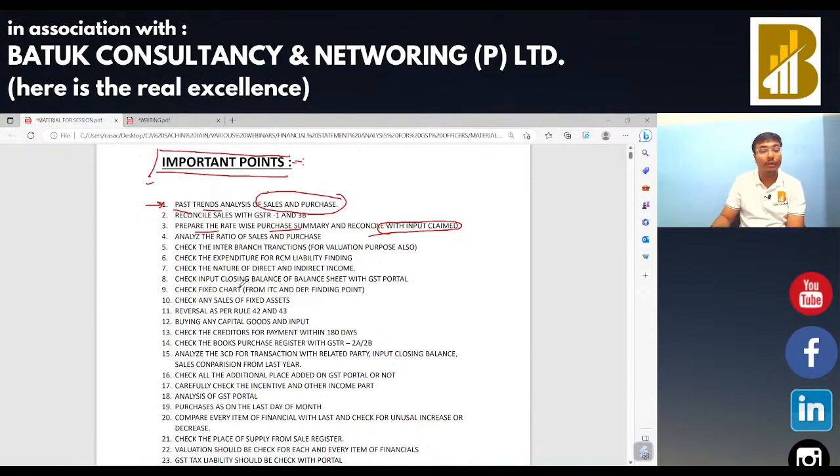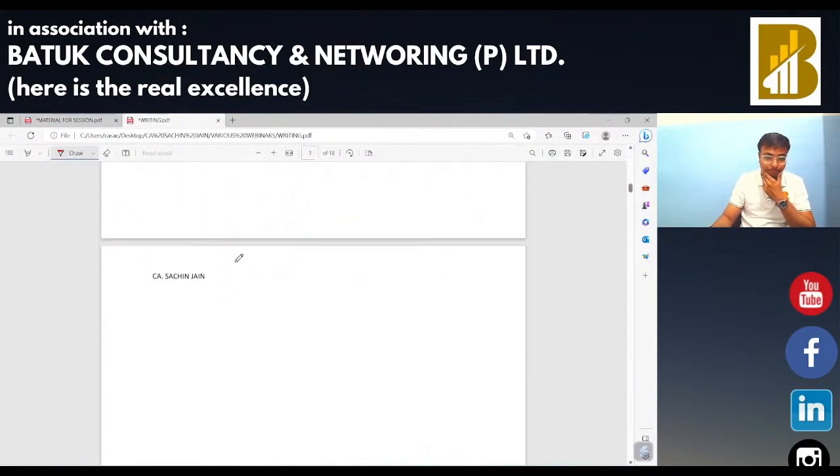Okay sir, now the next point is to analyze the ratio of sales and purchase. Sir, it may be that the particular entity is going to purchase for 50 crore rupees and is selling just for 35 crore rupees, and closing stock is also very high. In that case we need to check the ratio. For that we need to check the margin also.